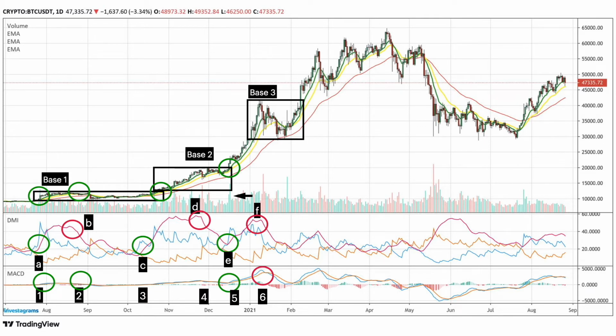Now in G, we have another bullish crossover of the moving averages, and then there's a breakout above base 3. The ADX is strong above 20 and the buyers are in control. The MACD is also above 0 and has a bullish crossover in 7. Take profits if already in the position. Buy with tight stops due to the bearish volume divergence if you don't have a position yet.